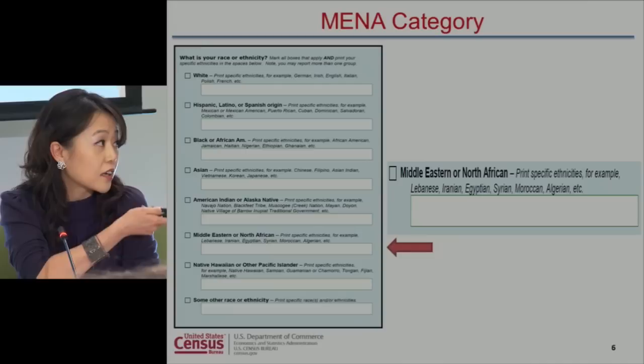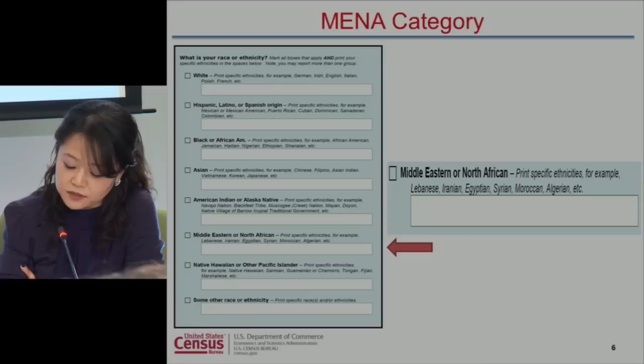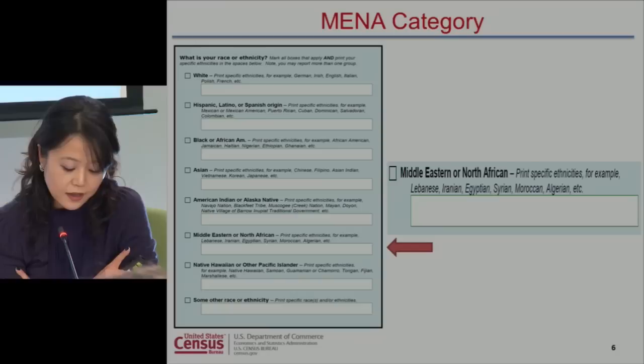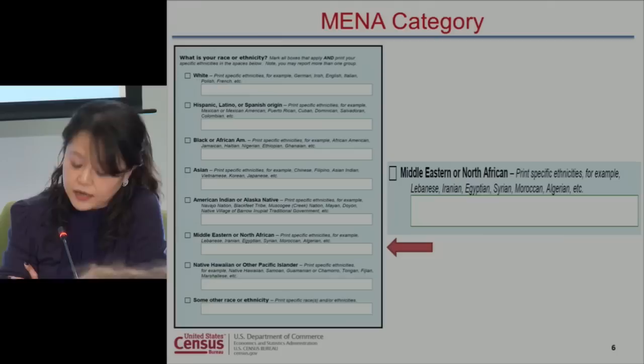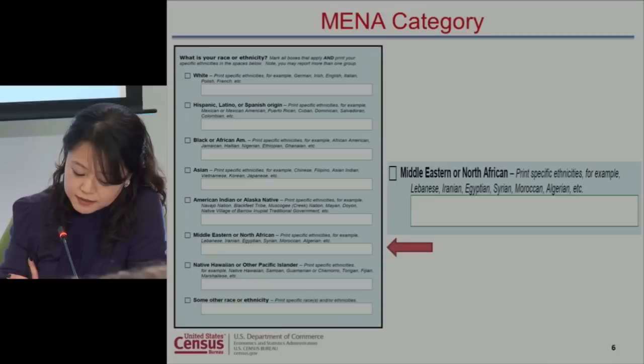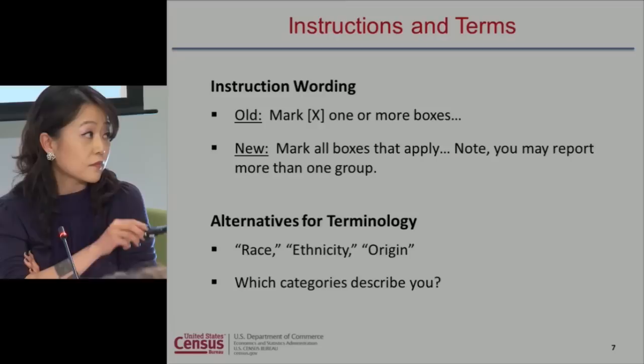Right. Now, with respect to the response categories, we'll be evaluating the use of the MENA category, the Middle Eastern or North African, in the race question. The graphic on the left illustrates one example of our research designs where the MENA category is placed among the options for selecting a major race or ethnic category. Now, taking a closer look, the image on the right, where it's amplified, shows the MENA category along with the 6 example groups and a dedicated write-in space for entering detailed ethnicity, such as Lebanese and Egyptian.